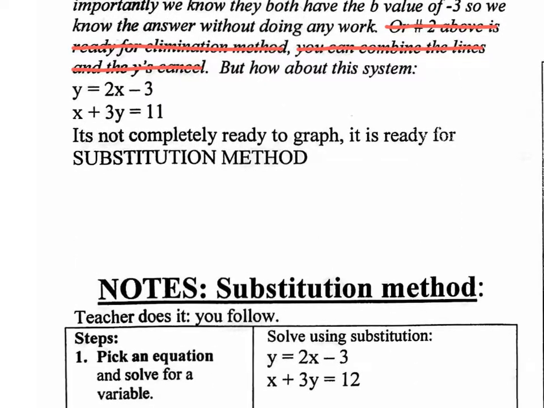Graphing is not the best method. Okay, graphing is not the best method, especially if you don't have graph paper. So if somebody gave me this problem, I don't have graph paper here, I would not use graphing. I wouldn't change it to y equals mx plus b and graph the lines, because if you don't graph it perfectly, you're not going to find that exact point of intersection. So in this situation, it's better to use the substitution method.